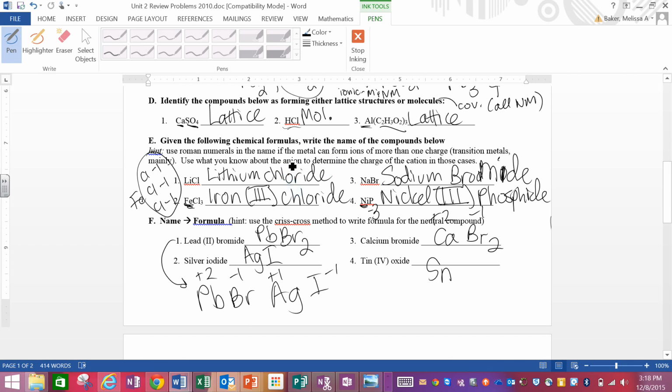Tin, this is a special element because tin can have multiple charges even though it's not a transition metal, so kind of confusing. Sn2O4, we can simplify that, divide both numbers by 2, it becomes SnO2.